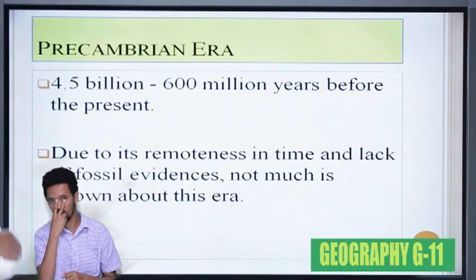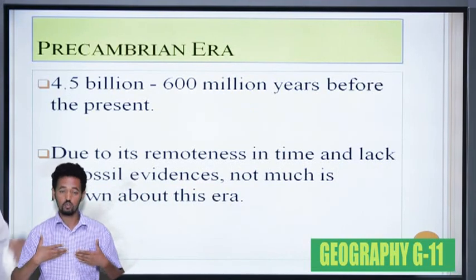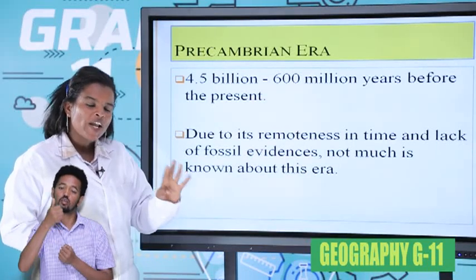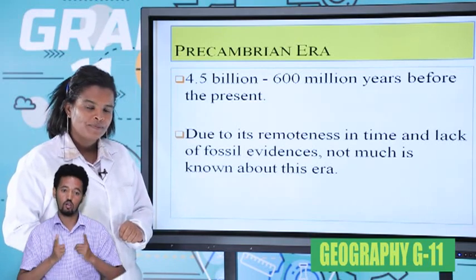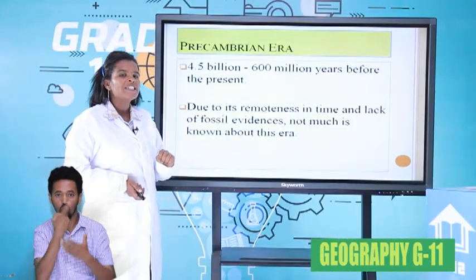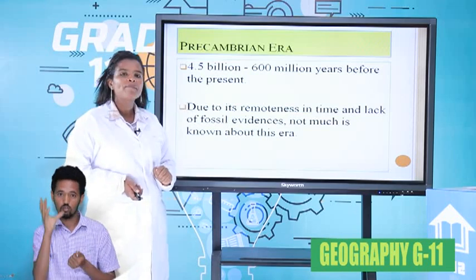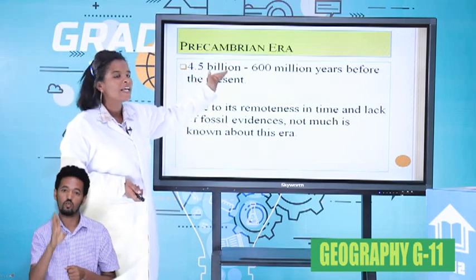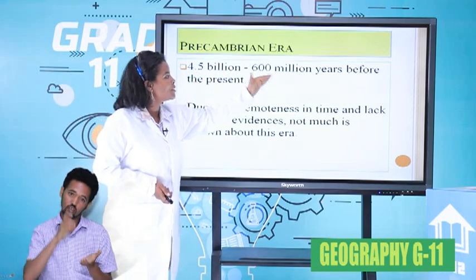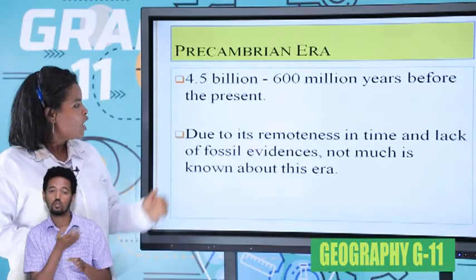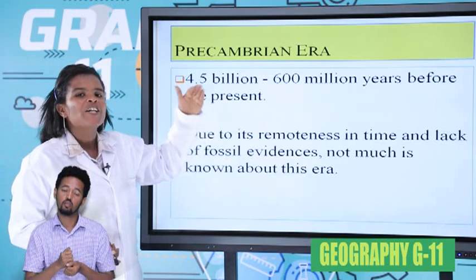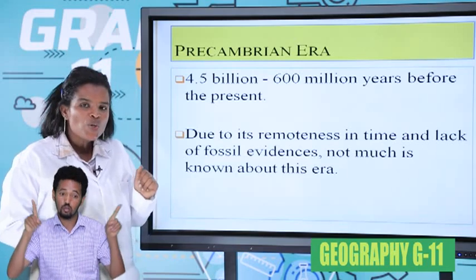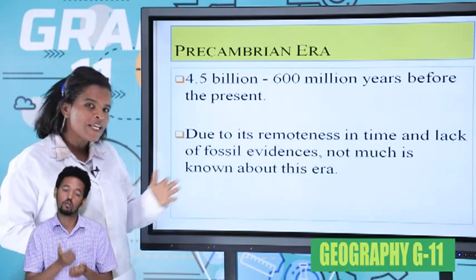Let us see what events happened in Africa in each era. Students, you have learned about the 4 eras in the lower grade. Let us see what events happened in Africa during the Precambrian Era. The age of the Precambrian Era is 4.5 billion up to 600 million years before the present. Due to the remoteness of the time, there is no full information about the Precambrian Era. But orogenesis and metamorphosis processes took place during this time.